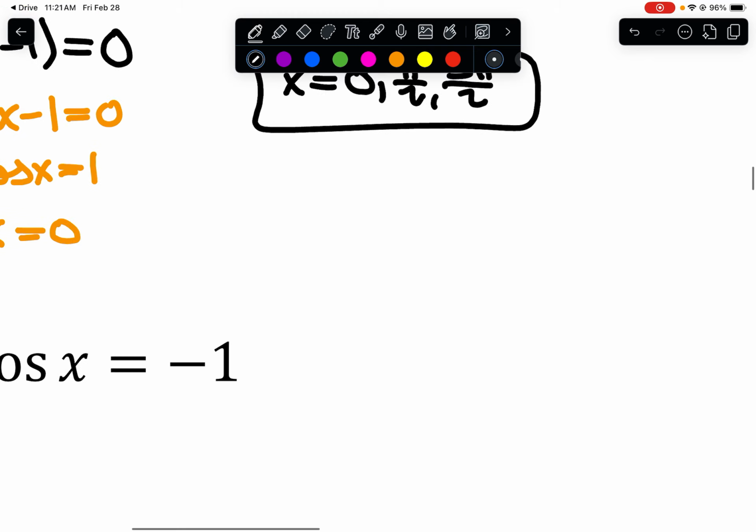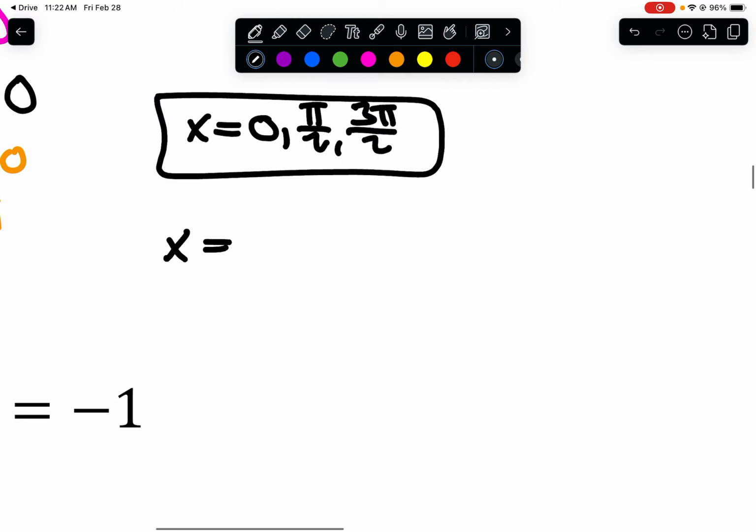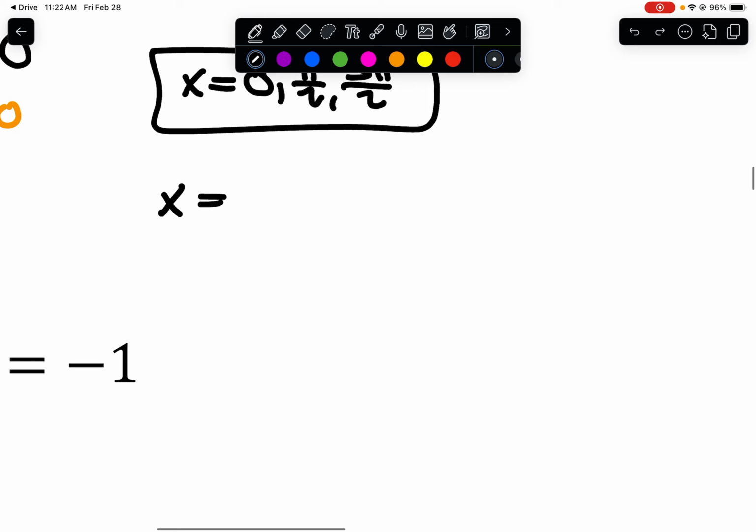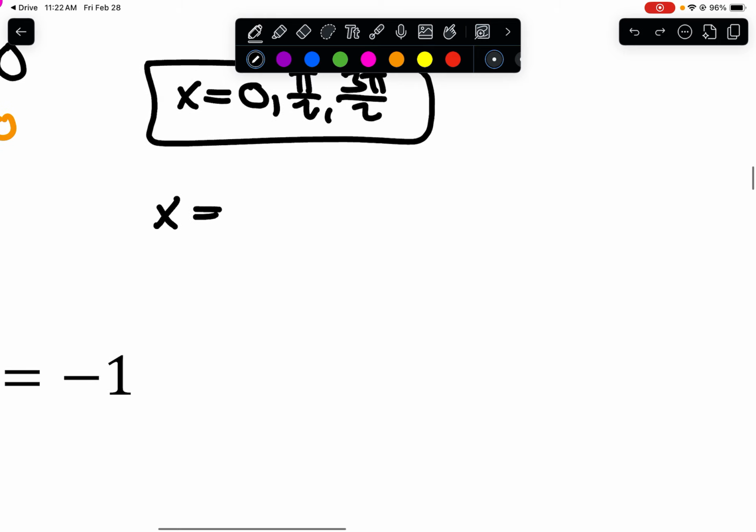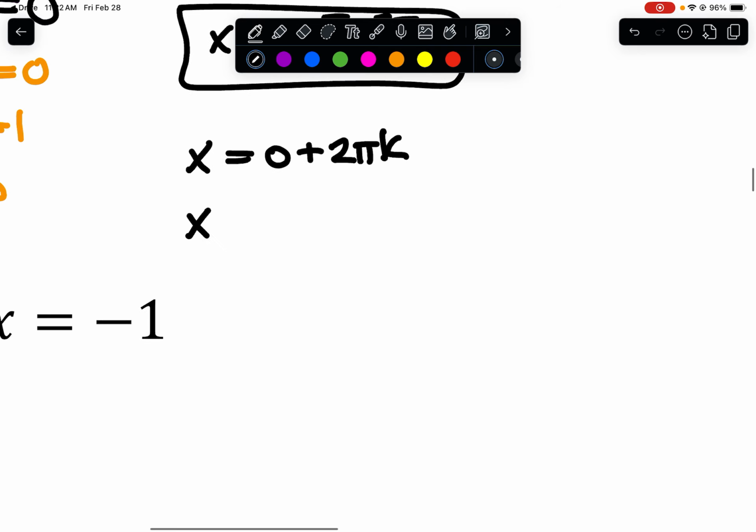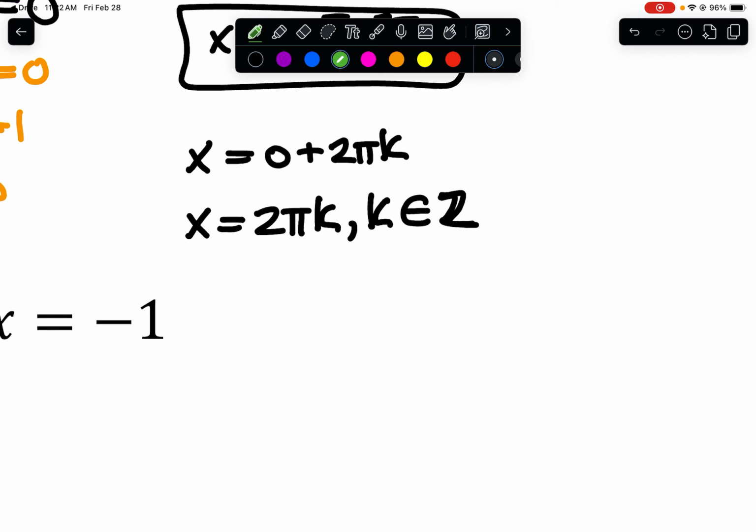In terms of all possible solutions, I don't have any other solutions other than 0. So pi is not also a solution, which means I have to do a full period of 2 pi. So for all possible, this would be x equals 0 plus 2 pi k, which can just be rewritten as 2 pi k. I don't need to write the 0. And then k would be an element of the integers. So I want this equation, I don't need that equation.